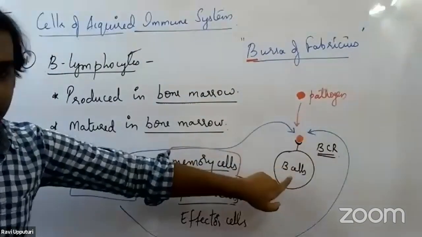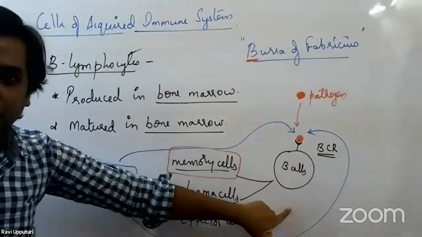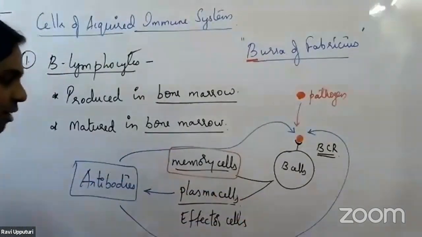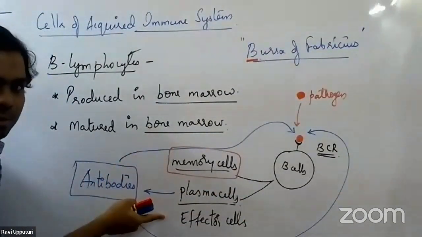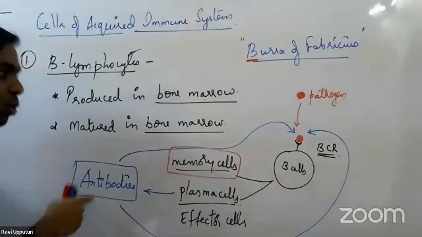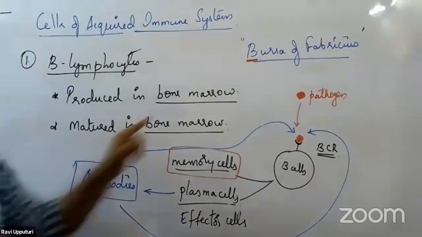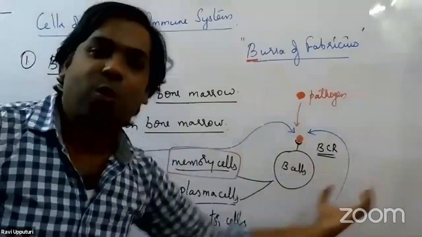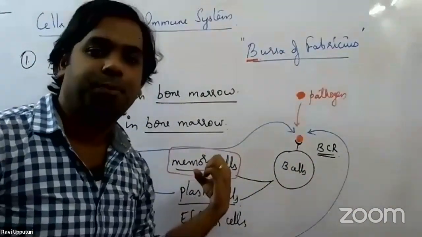Recognition, B cell undergoing activation. After activation, B cells should undergo differentiation. After differentiation, production of memory and plasma cells. The plasma cells should now synthesize the antibodies based on the specific antigen that has entered the body. That's the reason why it usually takes a longer time.